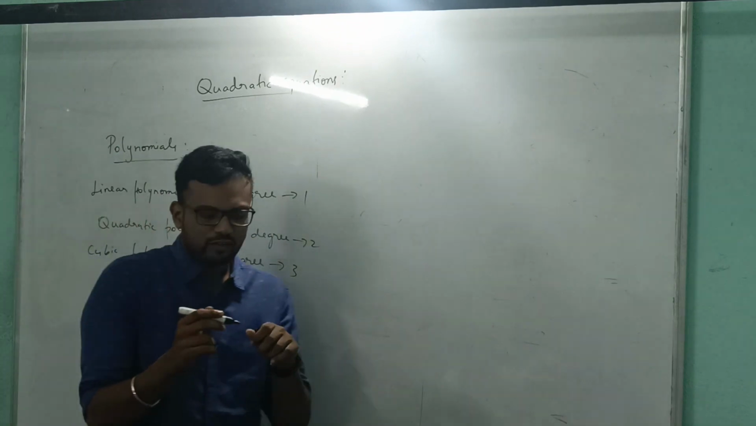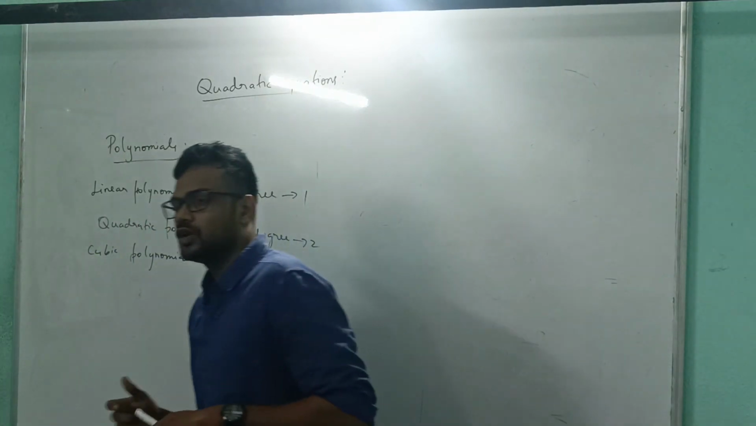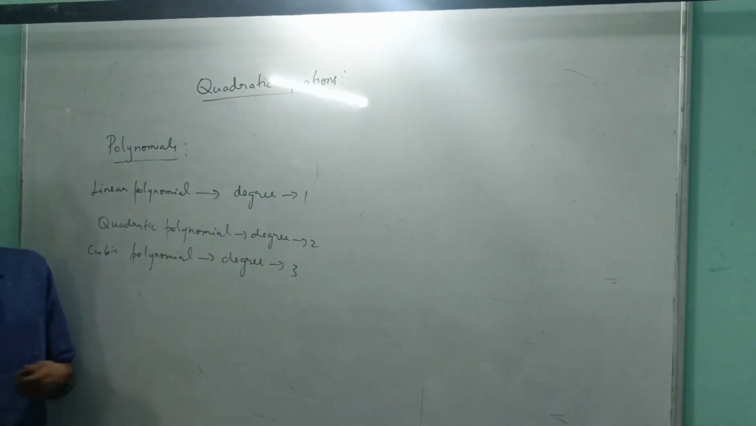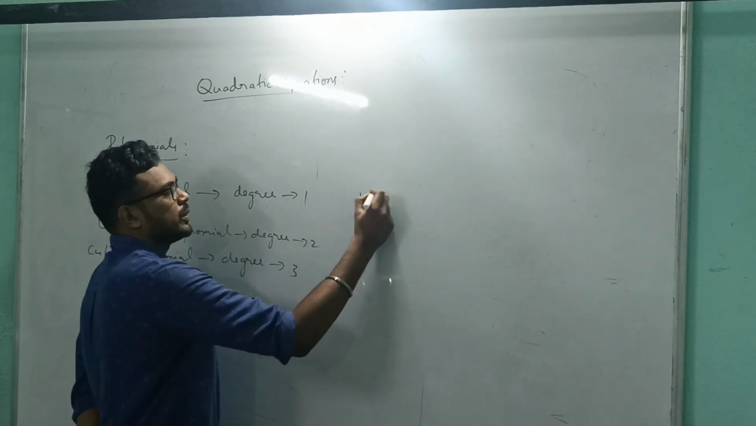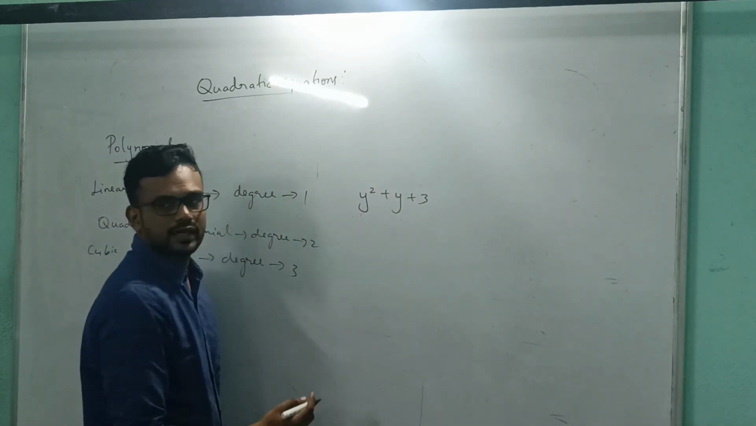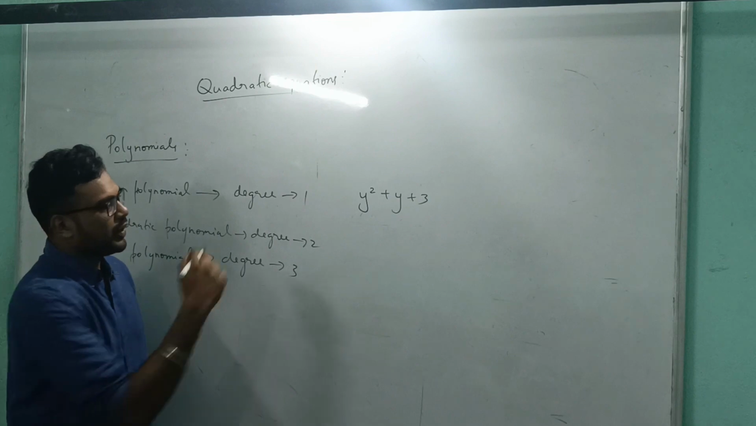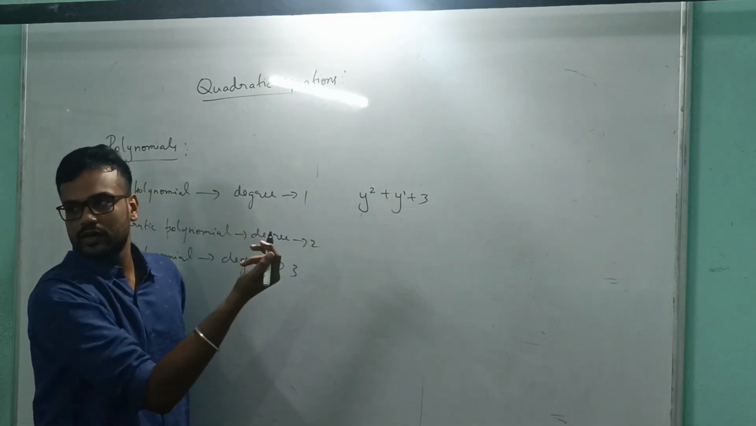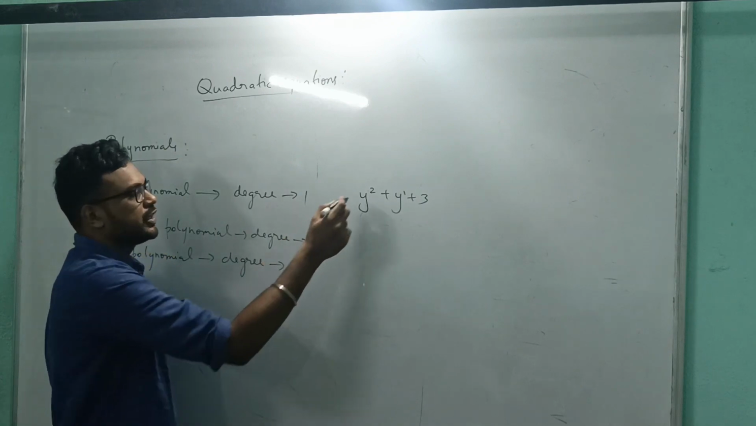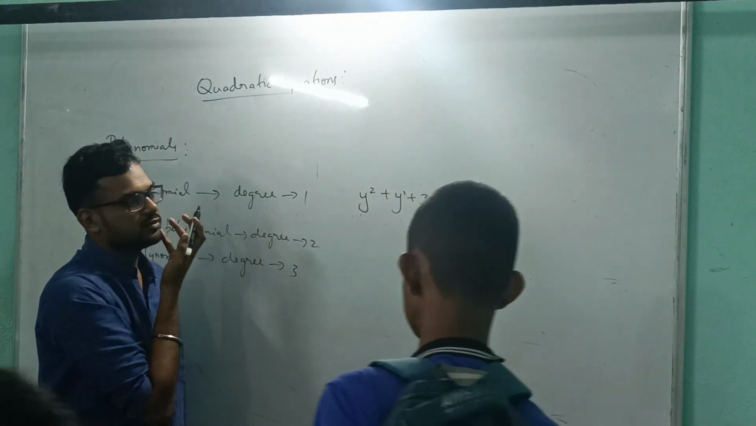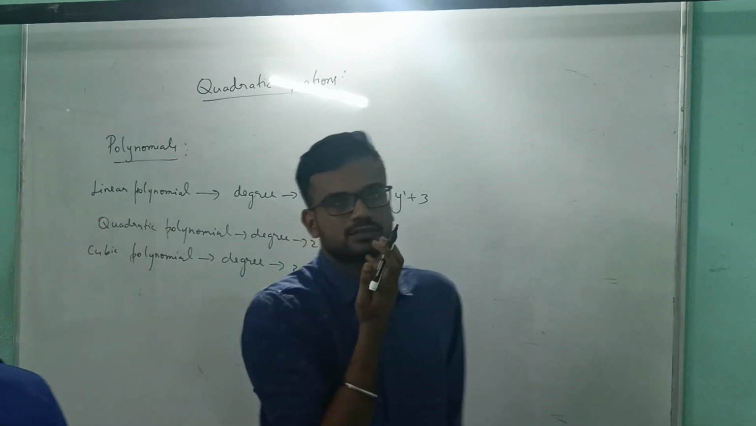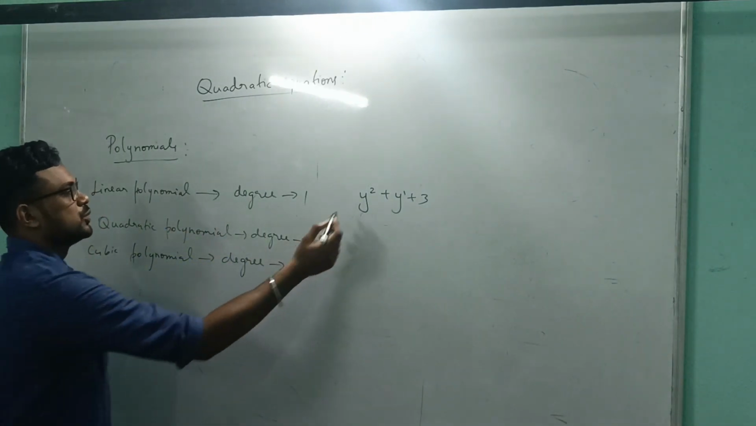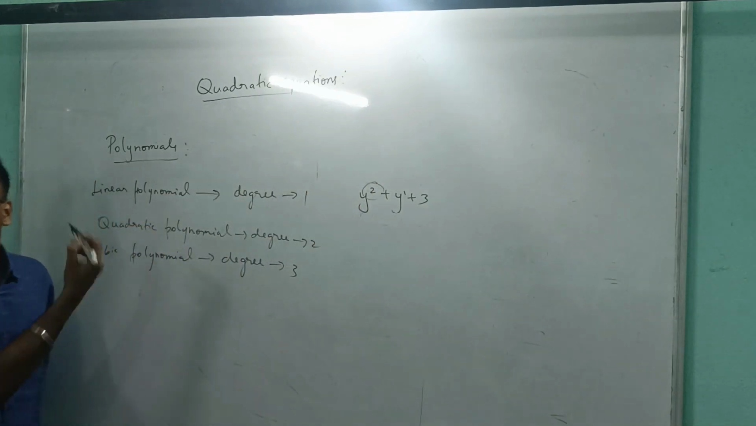So what do you mean by the degree of a polynomial? It is the highest power of the variable. For example, if I have y square plus y plus 3, y is a variable. So y has some powers. Here the power is 1, here the power is 2. But what is the highest power? 2. So that means the degree of the polynomial is 2. So this is a quadratic polynomial.